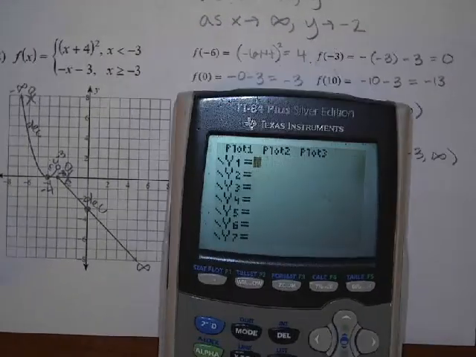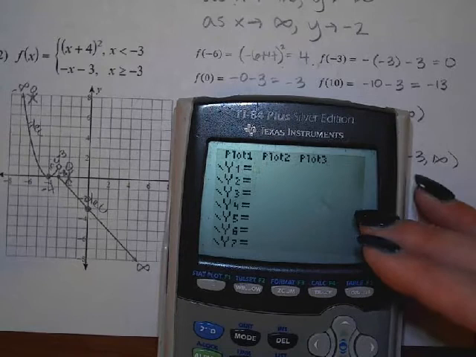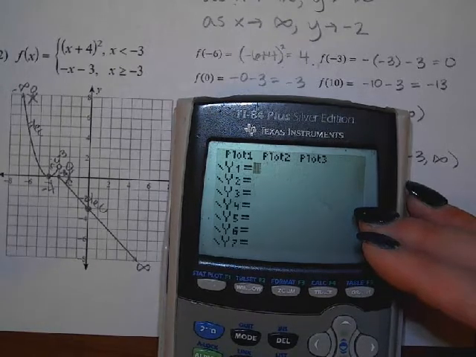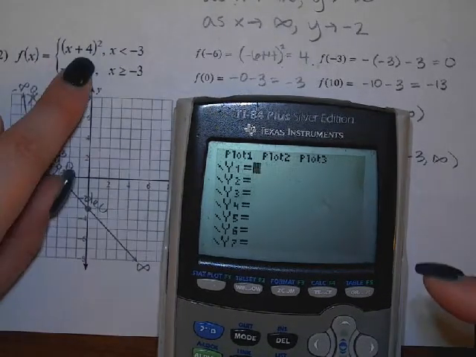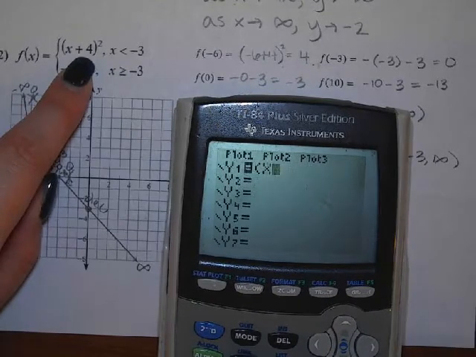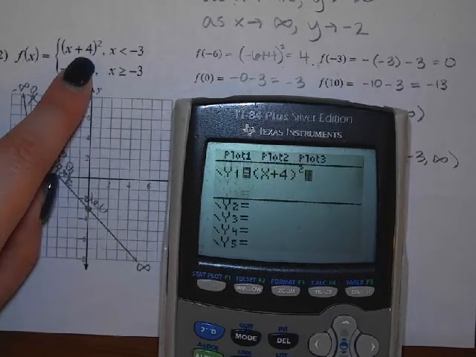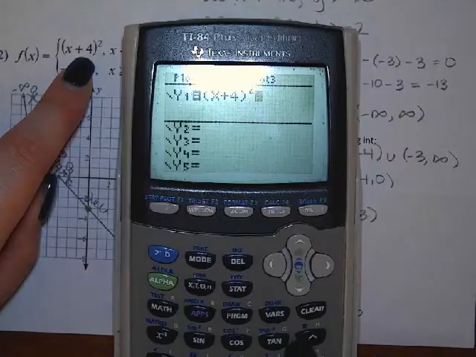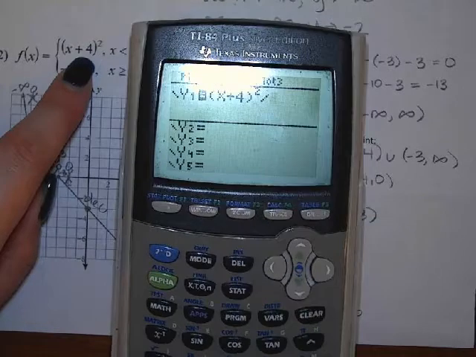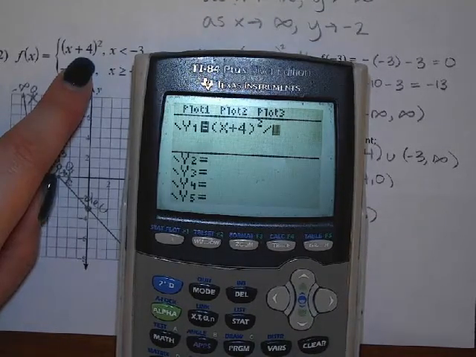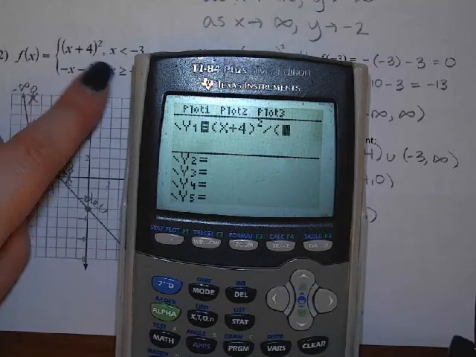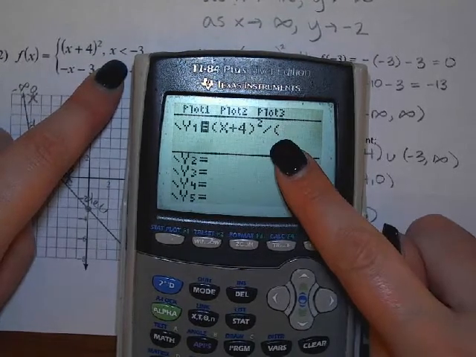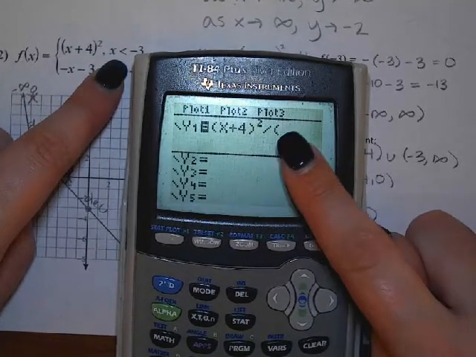Okay. I'm on a blank graphing screen. I am going to type parentheses x plus 4 squared. And then I'm going to hit the divide button. I'm not dividing, I'm computer programming. Cool, huh? Okay, now we have to say x is less than negative 3. Did you see I put a parenthesis there?